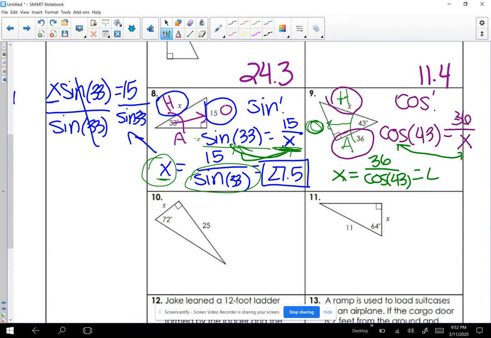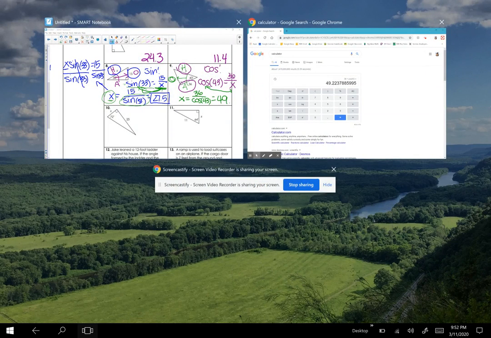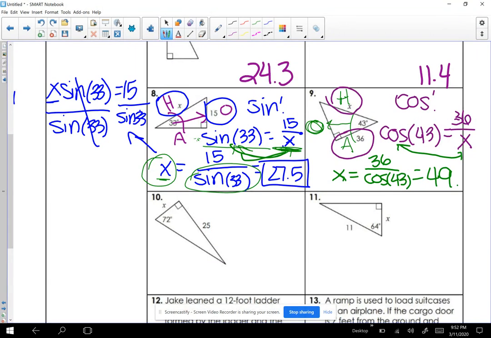So that is my answer here. It should be 49. And what was the decimal place? 0.2. So 49.2.